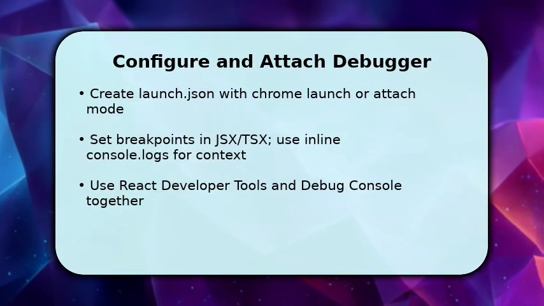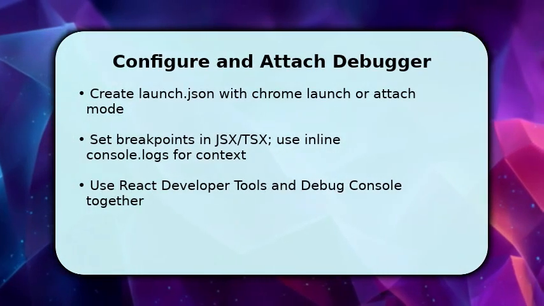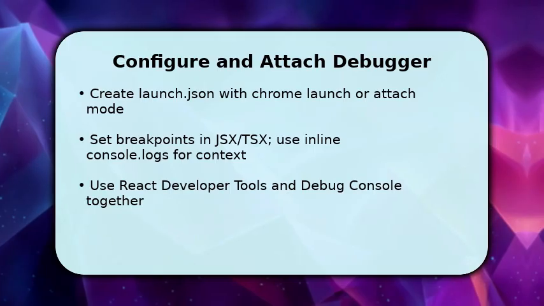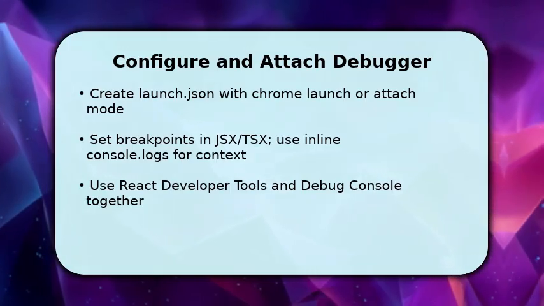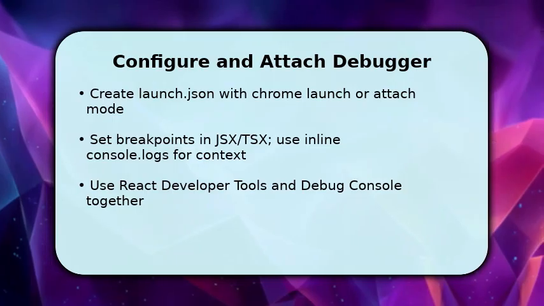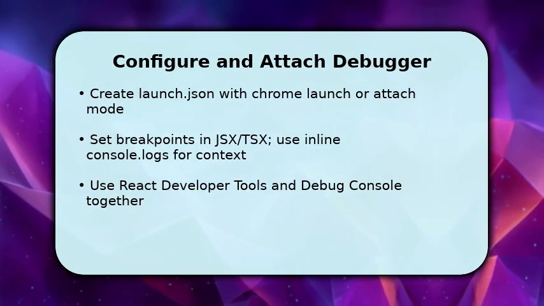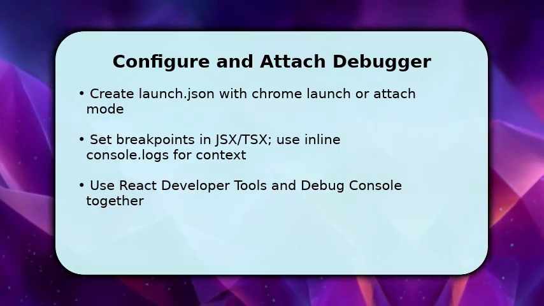Next, configure launch.json to either launch Chrome with a specific URL or attach to an existing instance. Include webRoot pointing to your workspace and enable source map path overrides if needed. Once configured, place breakpoints directly in your JSX or component files. React code maps correctly when source maps are right.